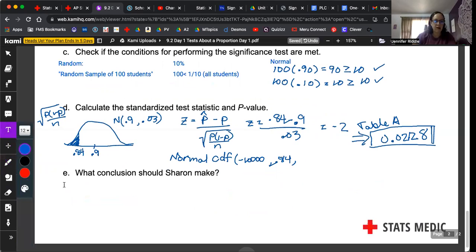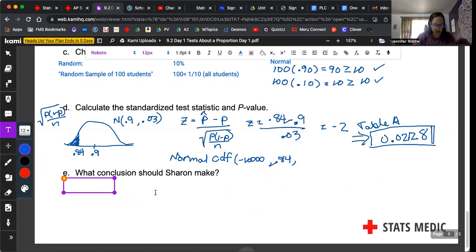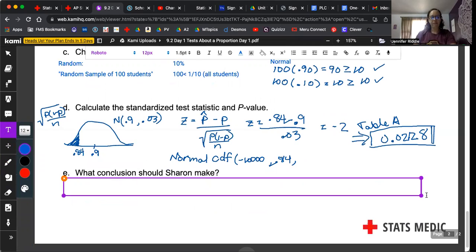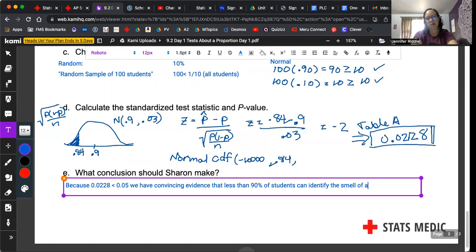In part E, we want to know what conclusion Sharon should make. We're comparing to 0.05 because in the problem it says use alpha equals 0.05. So because 0.0228 is less than 0.05, we have convincing evidence that less than 90% of students can identify the smell of a skunk.